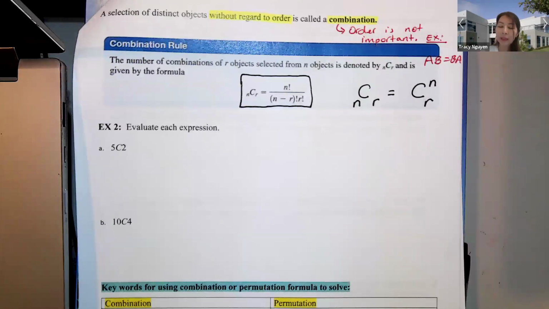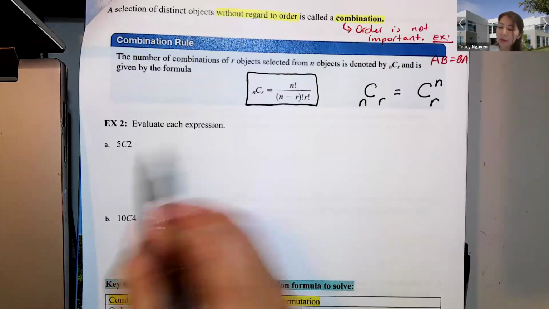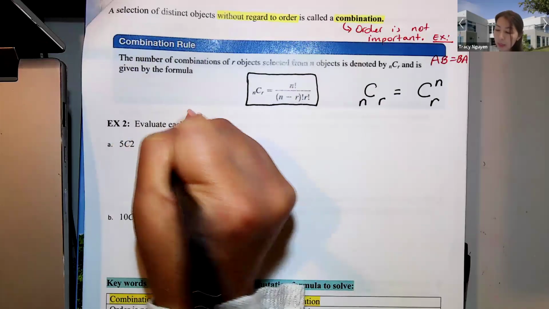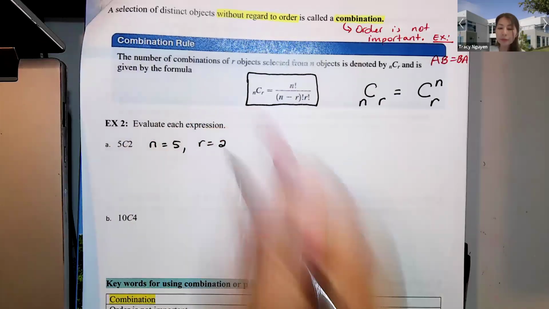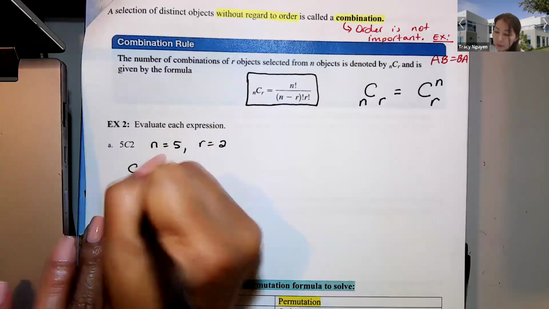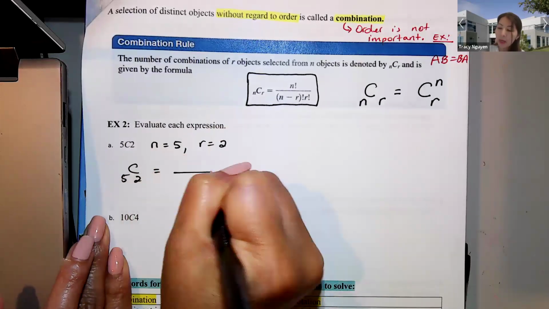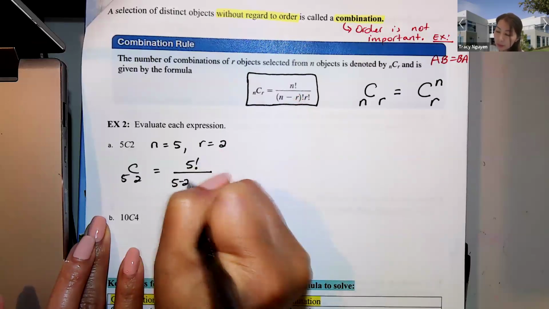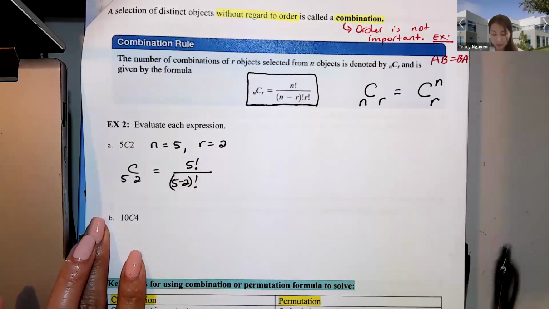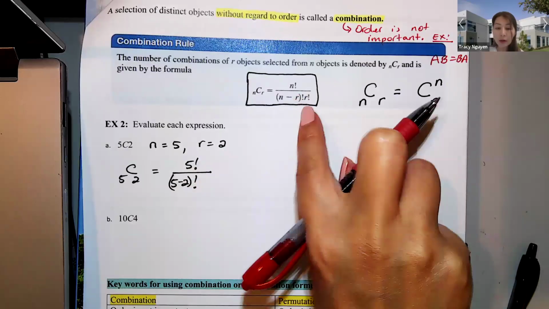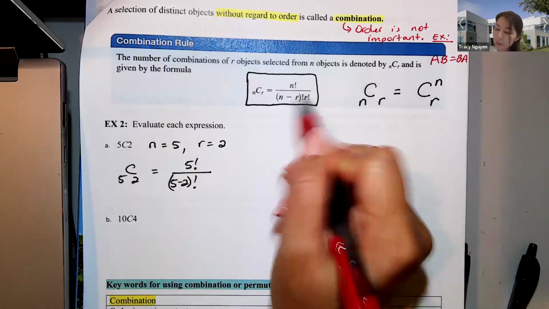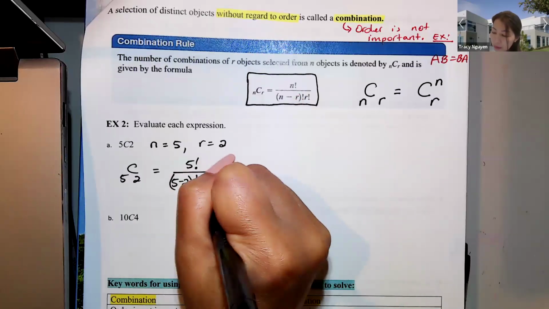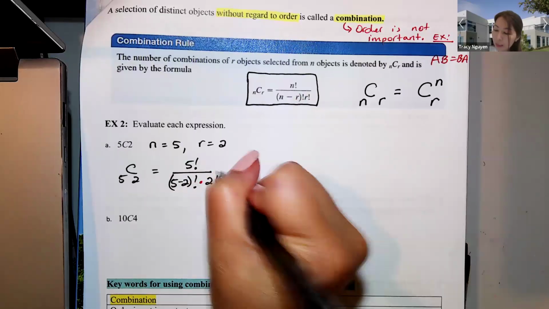So what do I mean by that? Let's apply it to our problem here. Evaluate the expression combination of 5 choose 2, meaning that N equals 5, R equals 2. We apply our formula. We have 5 factorial. The denominator, 5 minus 2, take the factorial. Then you times it with R factorial. This is how it's written in our textbook, but we know that it really means times it with R factorial, which is 2 factorial.